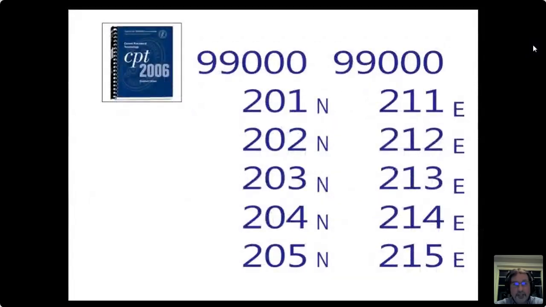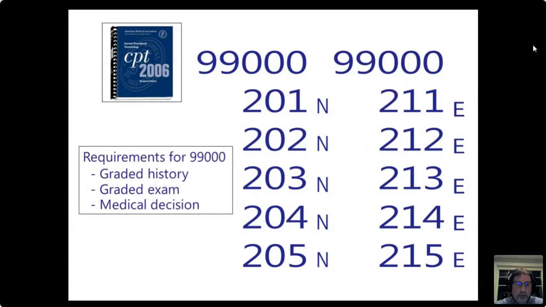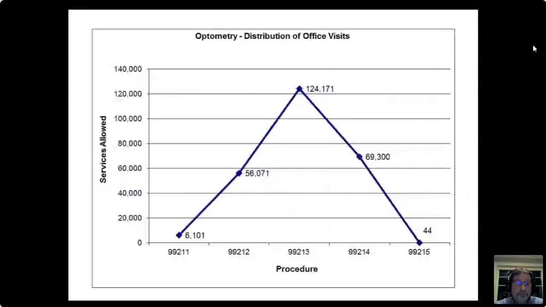With these codes, part of the reason that people shy away from them a little bit is you have 5 codes, new and established, for a total of 10 codes. You have to do a graded history, a graded exam, and a graded medical decision to determine the level of the code. So it can be a little bit more complicated, and if you have to do that on every patient, it could feel very time consuming.